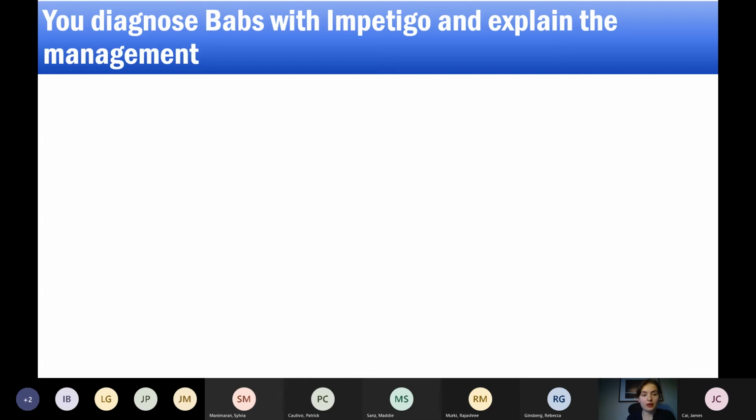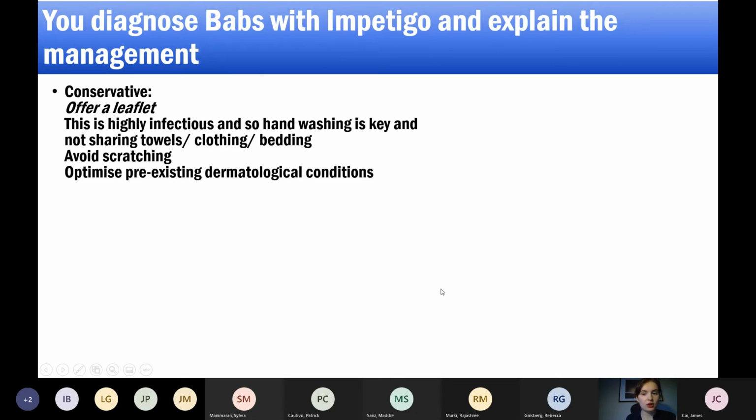Yeah, definitely we're going to give someone some antibiotics. We might not give flucloxacillin though. As with any infection, we're looking at: is the child systemically unwell or not? What have we tried already? For Babs, if she's otherwise all right, we can start off with some simpler measures first. And so we're going to offer mum a leaflet with a smile.